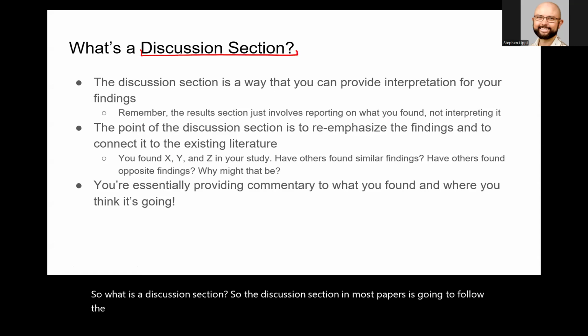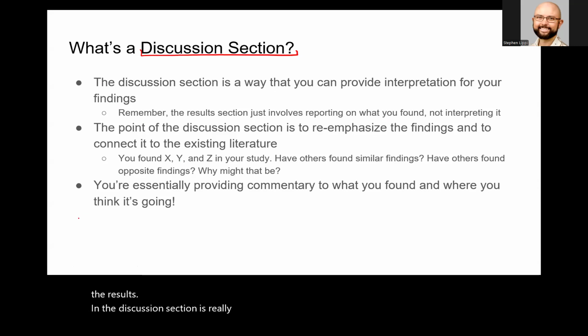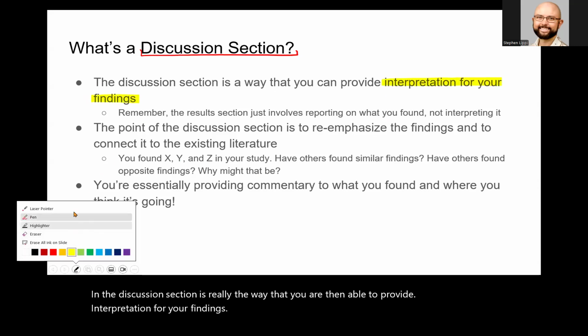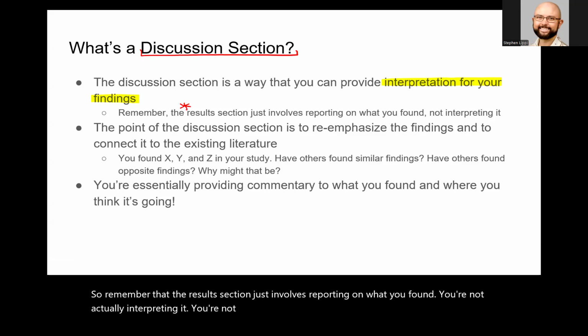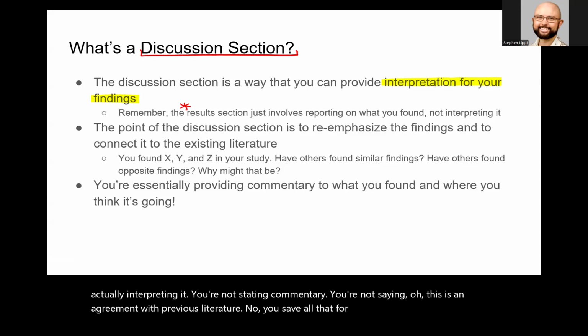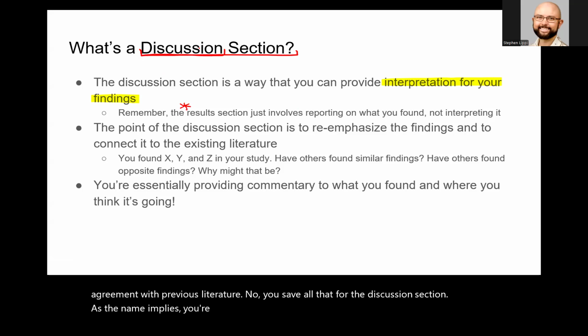And the discussion section is really the way that you are then able to provide interpretation for your findings. So remember that the results section just involves reporting on what you found. You're not actually interpreting it. You're not stating commentary. You're not saying, oh, this is in agreement with previous literature. No. You save all that for the discussion section. As the name implies, you're discussing what you have found.